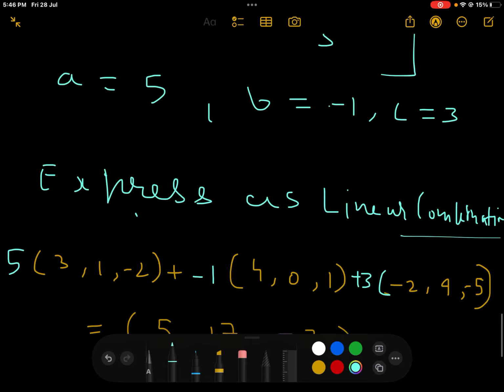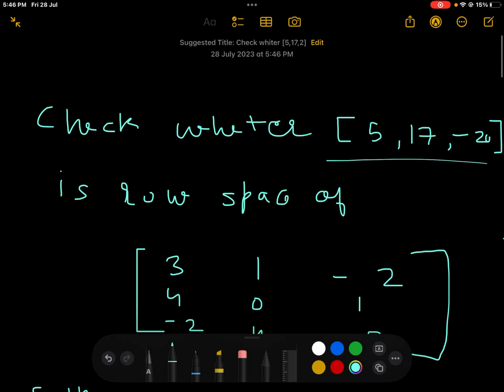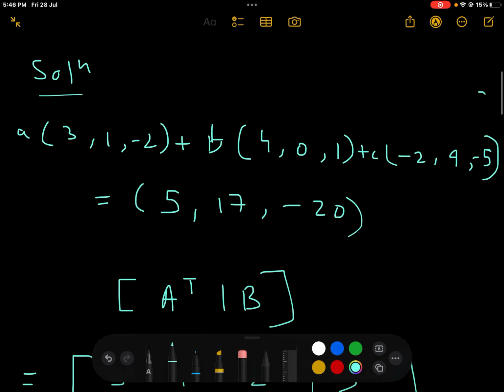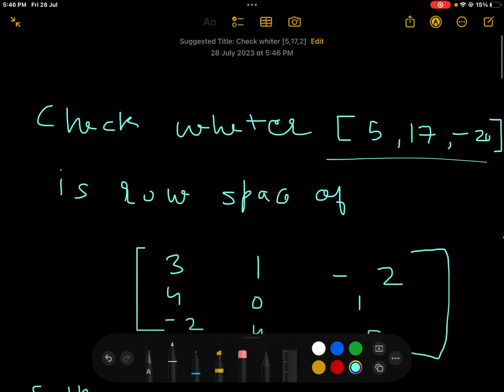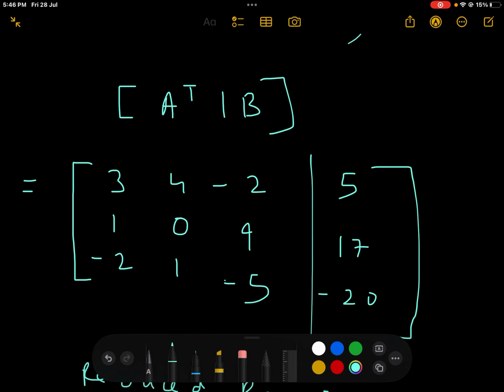I hope you understood this video and it was helpful for you. Do share with your friends, and once again I'll repeat the concept. So if we can express the rows as a linear combination of this vector, we can say that it is a row space, and the shortcut for this is that if A transpose augmented B gives us solutions, then it will be a row space.